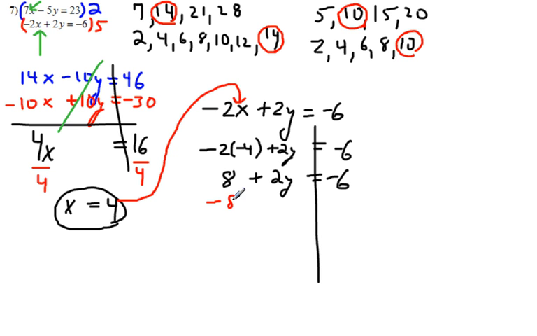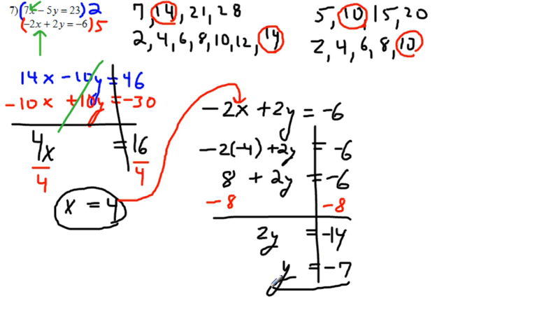We'll add 8 to both sides. We'll get 2y is equal to 2. And 2 divided by 2 is 1. Once you got x equals and y equals, we are done.